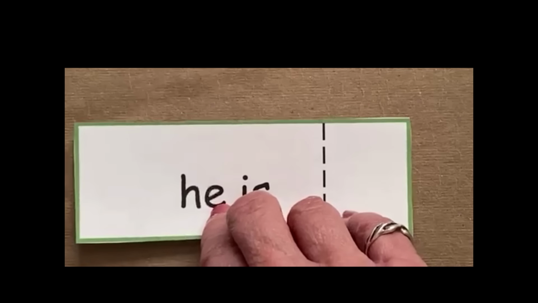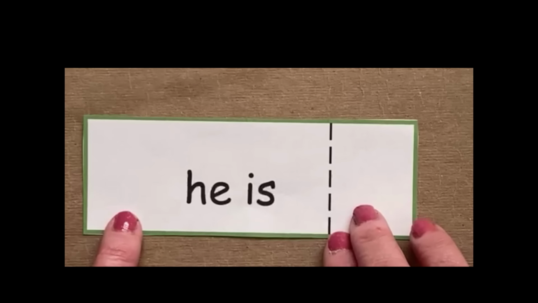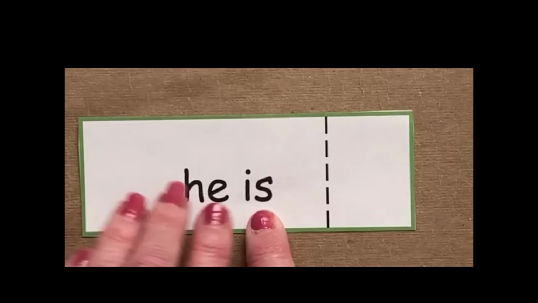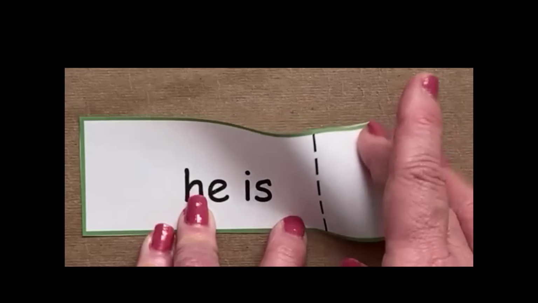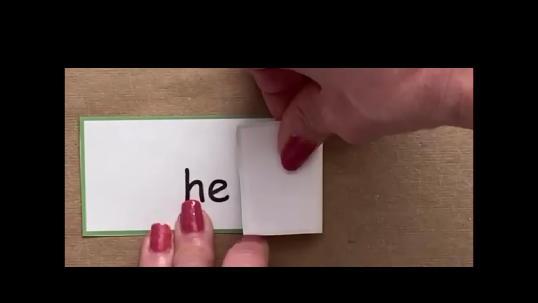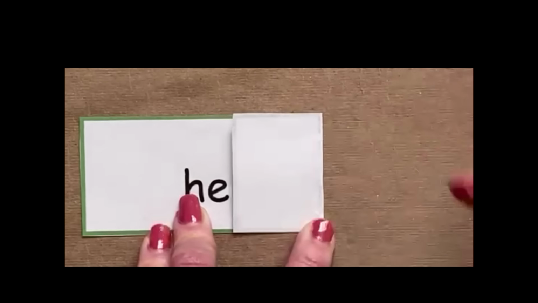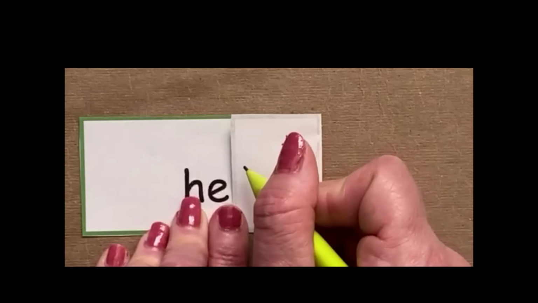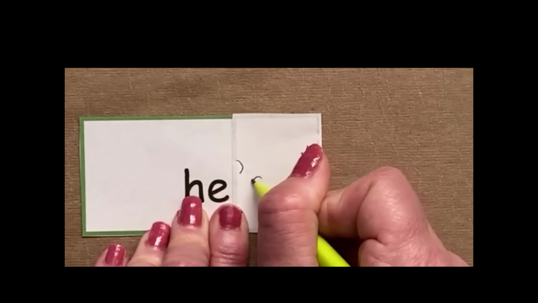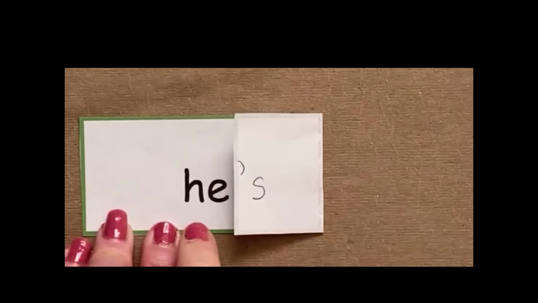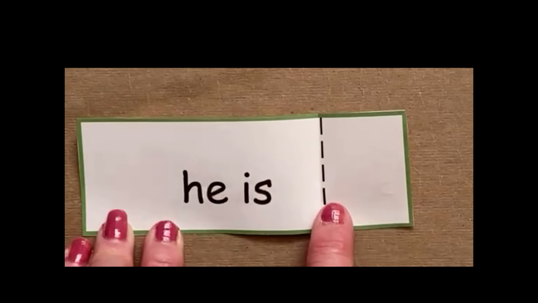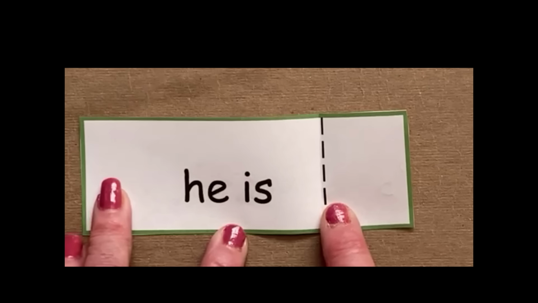We have he is. He is. We fold along the line. And then kids will make the contraction, apostrophe S. He's, and then it becomes he is.